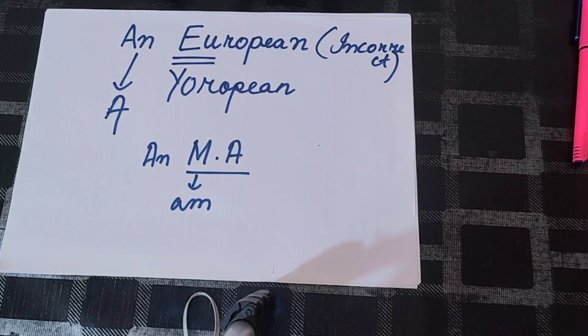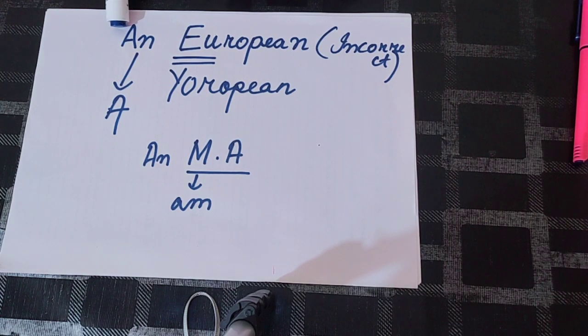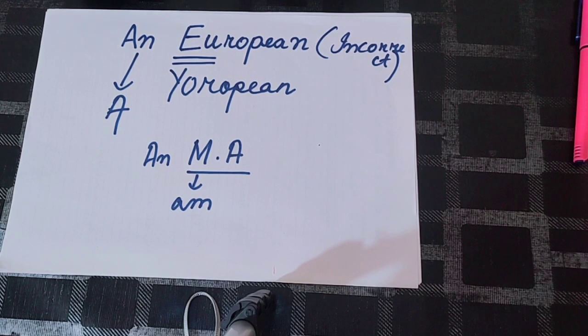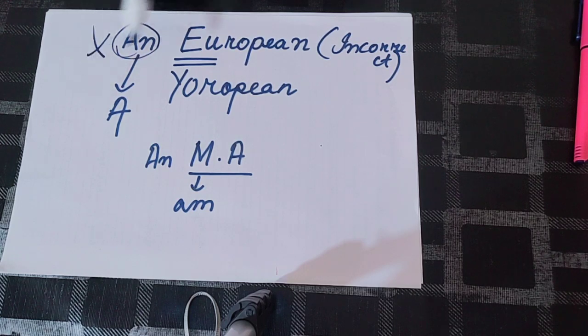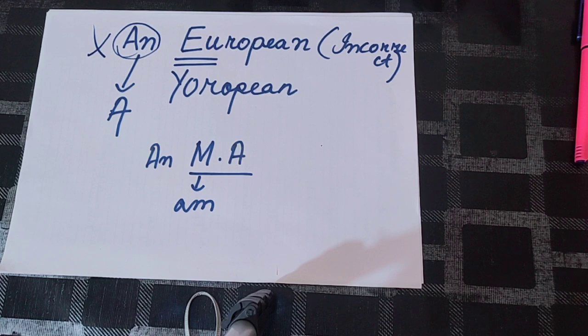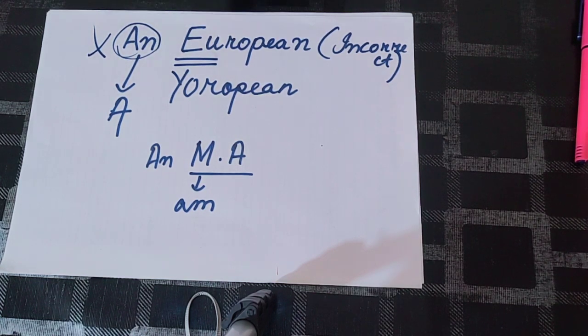If you get the word European, the first thought that will come to your mind is, because it has E, you will put an European. Because E is a vowel, you will put an European, but this is wrong. You cannot write an European. What you need to write is a European. European means the people who belong to Europe. So we cannot write an European man.